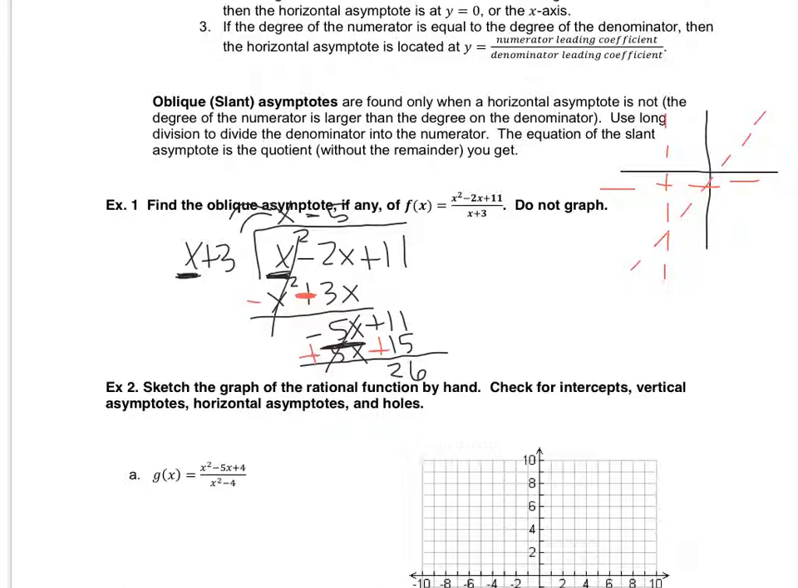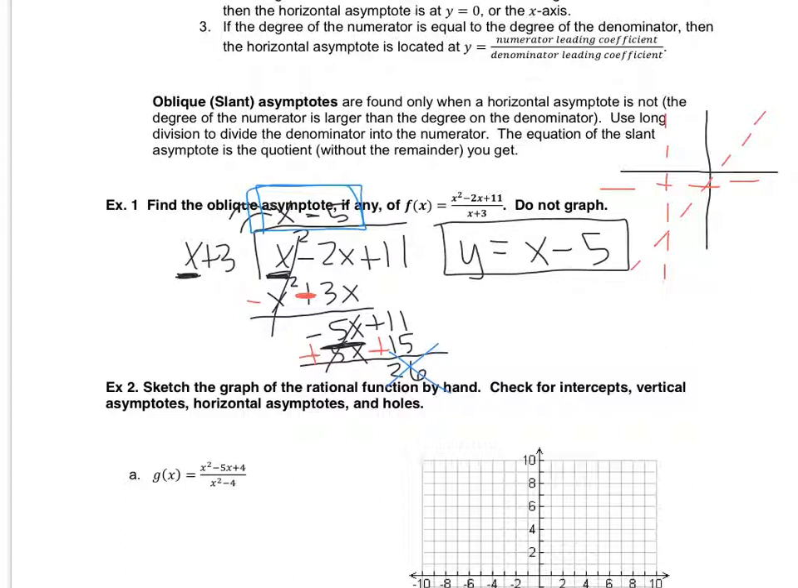Now, when we're finding oblique asymptotes, the only thing that we care about is that equation right there. We do not care about the remainder. So you're not going to include your remainder. So our equation for the oblique asymptote, and remember, it's always an equation, so make sure that you include y equals. If you just write x minus 5 without the equation part, that doesn't make any sense, because this is telling me it's an equation for a line.